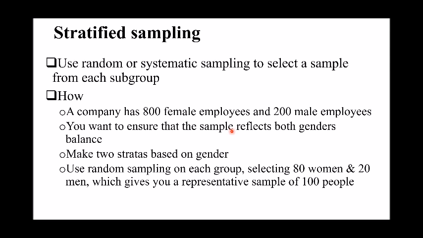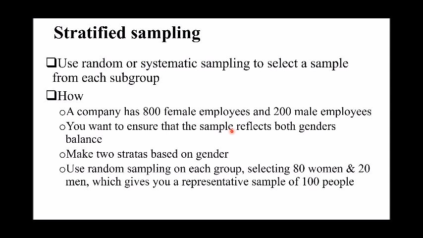Stratified sampling also uses random or systematic sampling, but you stratify the sample. An example here: you have a company that has 800 female and 200 male employees. You want to ensure that your sample reflects both genders. So you make two strata, one female and one male. Then you select by randomization, whether simple or systematic, 80 females, and from the other group you select 20 males.